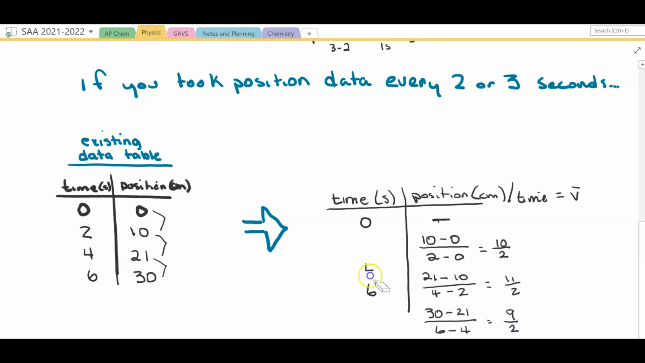Let me make this look a little more cohesive here. That would be for my 2, that would be for my 4, and that would be for my 6. And again, this would be centimeters per second. And of course, you know that's 5, and you know that's 5 something, and you know this is 4 something. I just don't have a calculator right here with me. What's 11 halves? Centimeters per second.